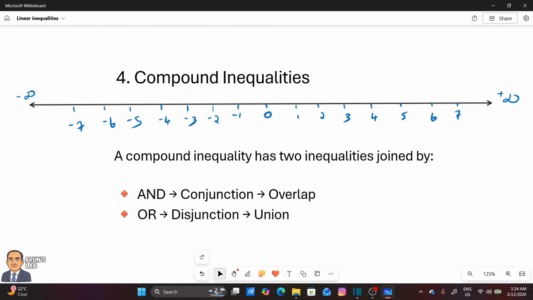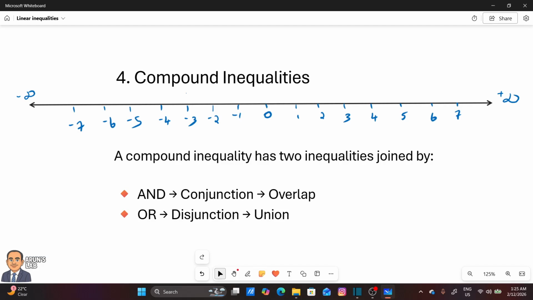Okay, the next topic is compound inequalities. What is meant by a compound inequality? A compound inequality has two inequalities joined together. We can join them using a logical operator, and or or. The and means conjunction, meaning an overlapping region, and or means disjunction, meaning union. Going forward, you will see more examples.